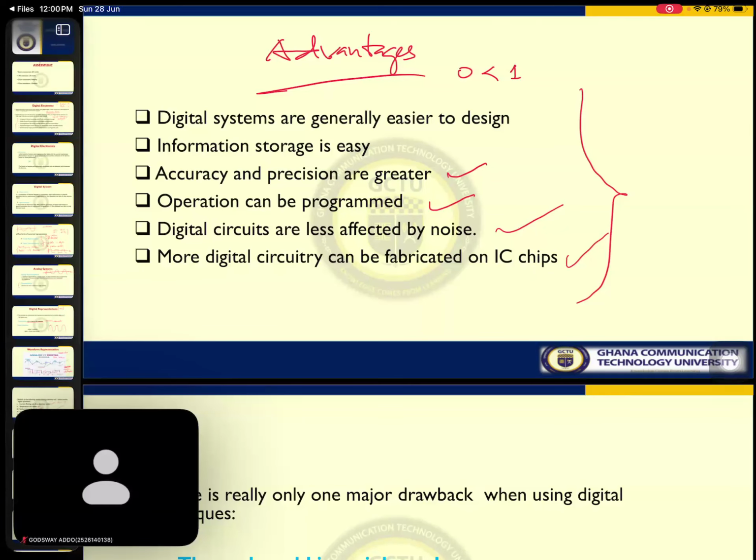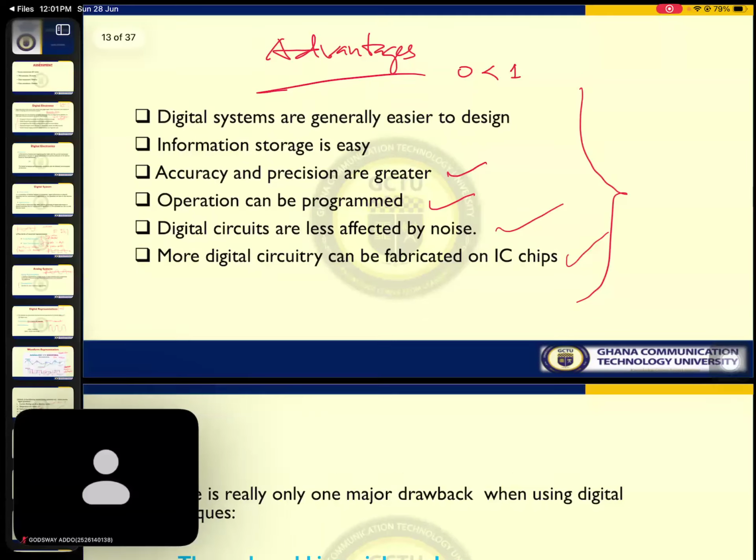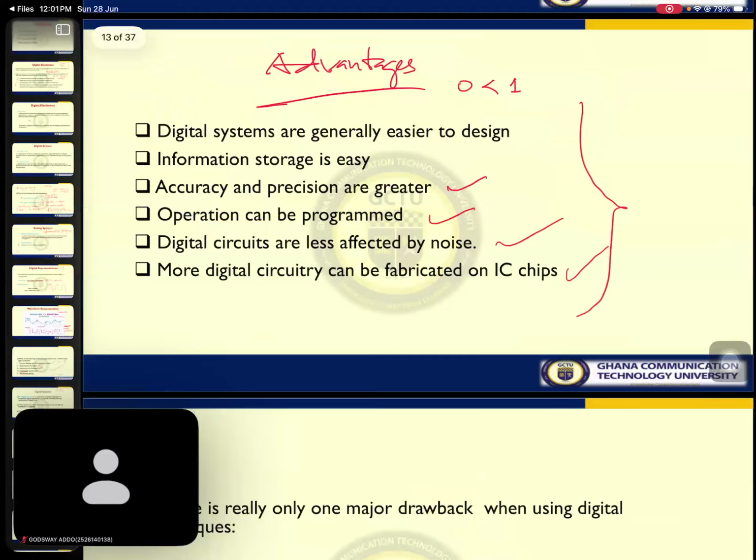So it is easier to do what? To design. Imagine the fan. You want to put the fan on 2.5. It will be very difficult for you to do that. Or decide two fixed states, which is 0 and 1. Low or high. Off or on. And that is what it means.